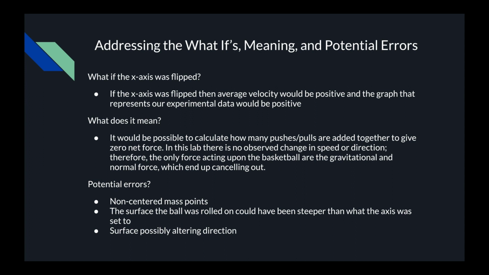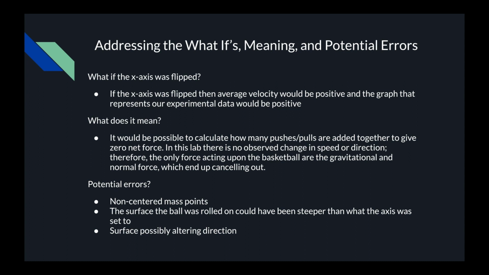What does it mean? It would be possible to calculate how many pushes and pulls are added together to give zero net force. In this lab, there is no observed change in speed or direction. Therefore, the only forces acting upon the basketball are the gravitational and normal force, which end up canceling each other out.